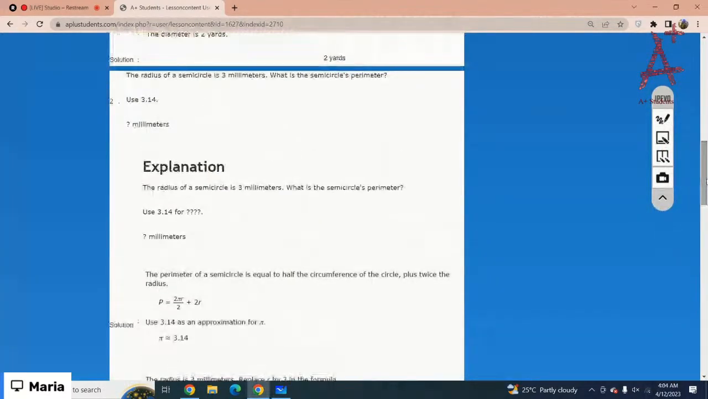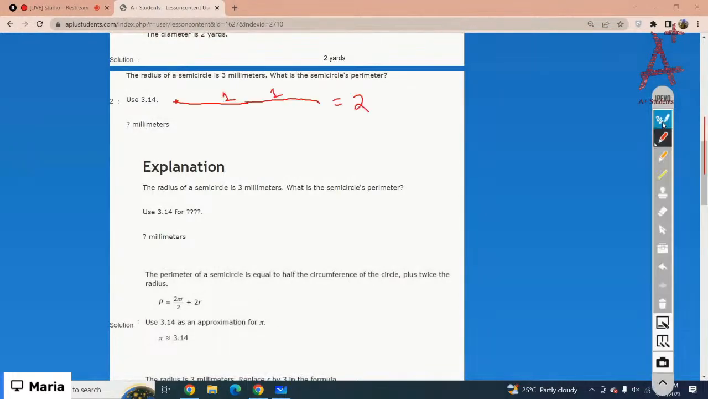Okay, the next one is the radius of the semicircle is 3 millimeters. What would be the semicircle's perimeter? So you have to calculate the perimeter of the semicircle. The perimeter of the semicircle is equal to half of the circumference of the circle plus twice the radius.